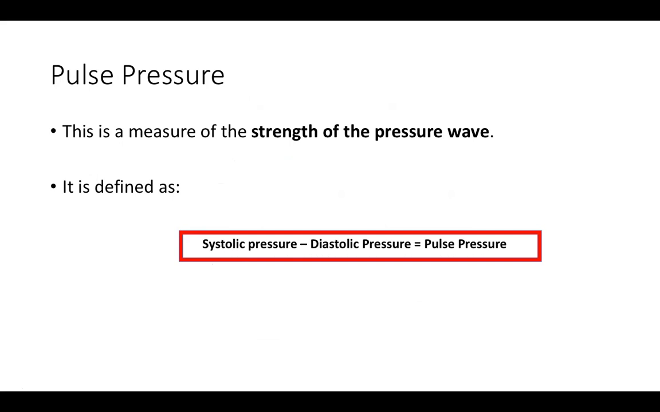So if the systolic blood pressure is very high and the diastolic blood pressure is very low, you're going to have a really high wave, and the pulse pressure is a lot higher. Compared to if the systolic blood pressure is very close to the diastolic blood pressure, you'll have a very tiny wave. And that wave, you can imagine, would dissipate very quickly.